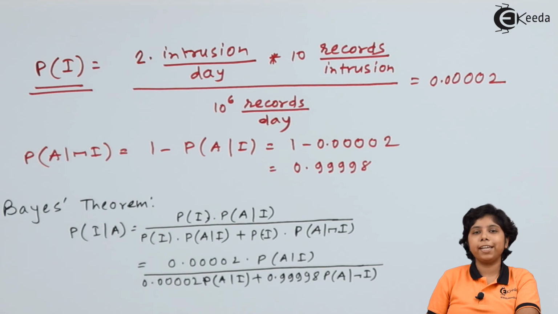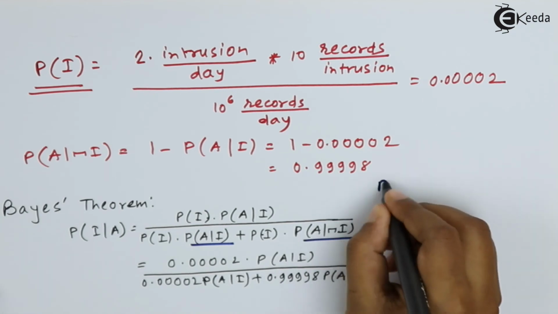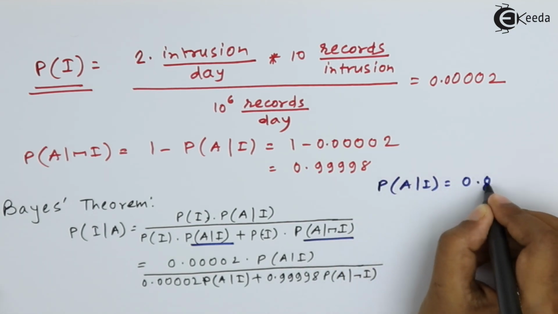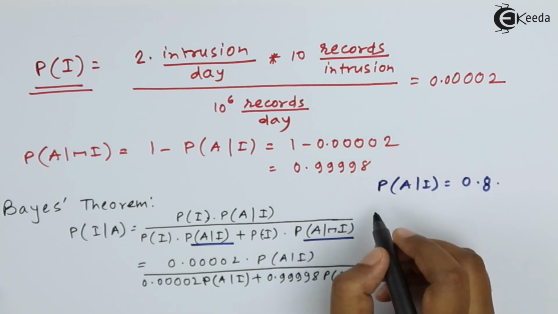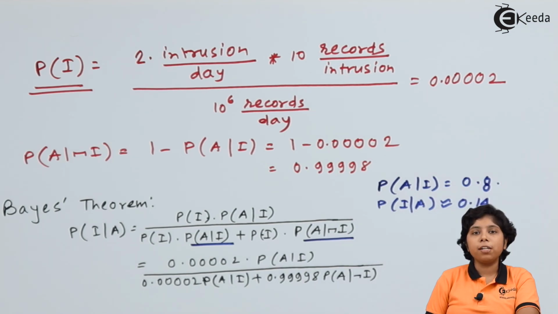So now consider the case of the false alarm rate. The false alarm rate, that is P(A|not I), will be given by this calculation, and even if it is a good intrusion detection algorithm, it will be around 0.001. So we can see that even less than 1 out of 7 of the alarms is actually an intrusion. So it is very much inefficient.